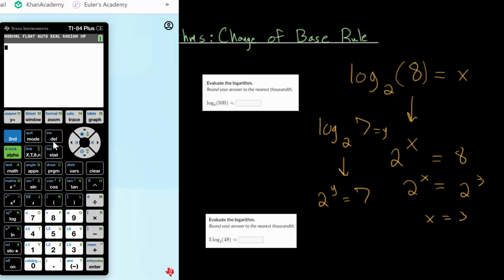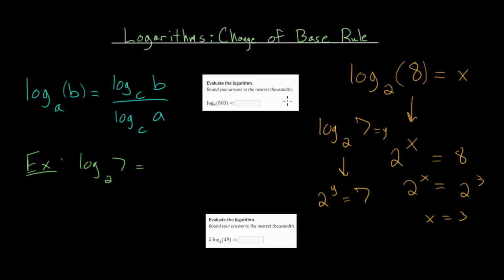Some calculators have a third button where if you hit the math button and scroll all the way down, you can find this log base of something, and you can customize your logarithm. So we can put in base 2 of 7, and you'll see that we get that answer we saw before. But other calculators won't have a button like that, so we want to rewrite this using either the common log, which is base 10, or the natural log, which is base e. Let's use the common log.